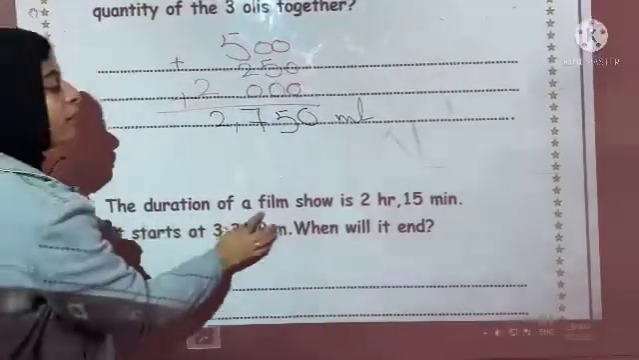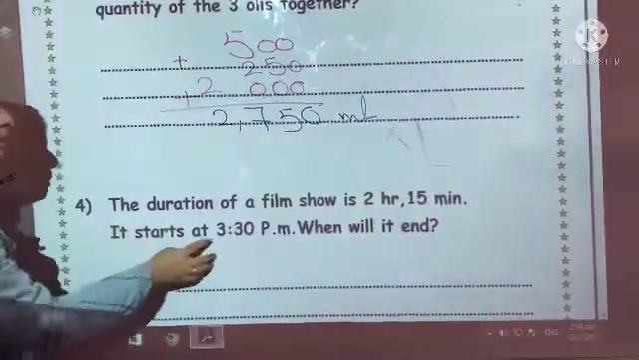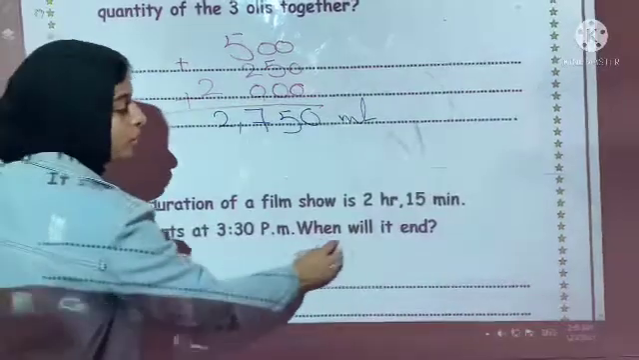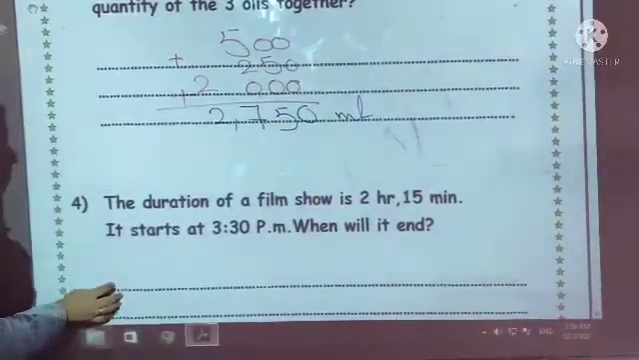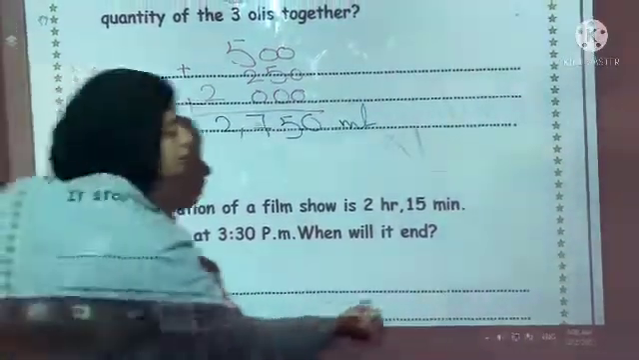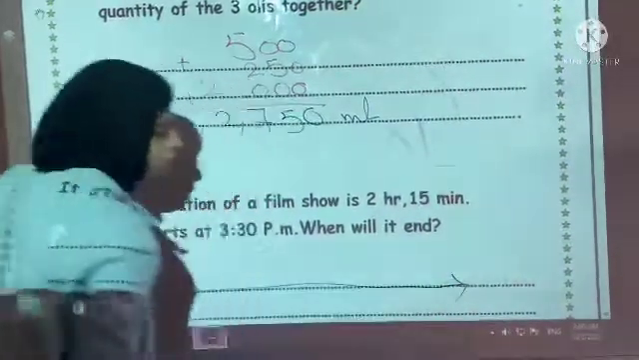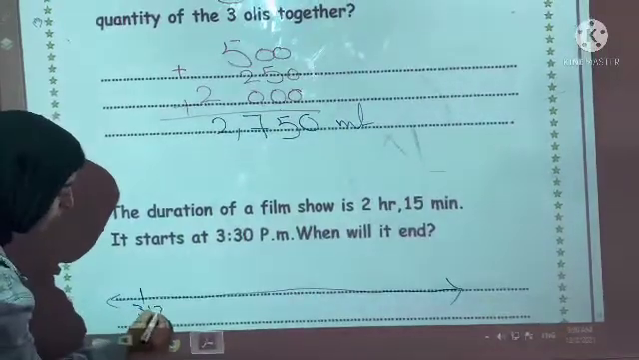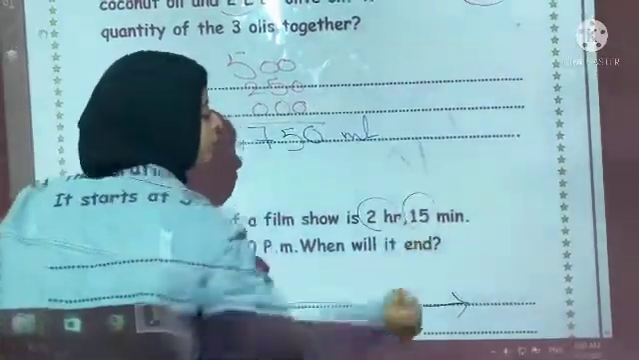The duration of a film show is 2 hours and 15 minutes. It starts at 3:30 p.m. When will it end? I have the start time and I have the duration, so I can use the timeline. The film starts at 3:30, and it lasts how many? 2 hours and 15 minutes.